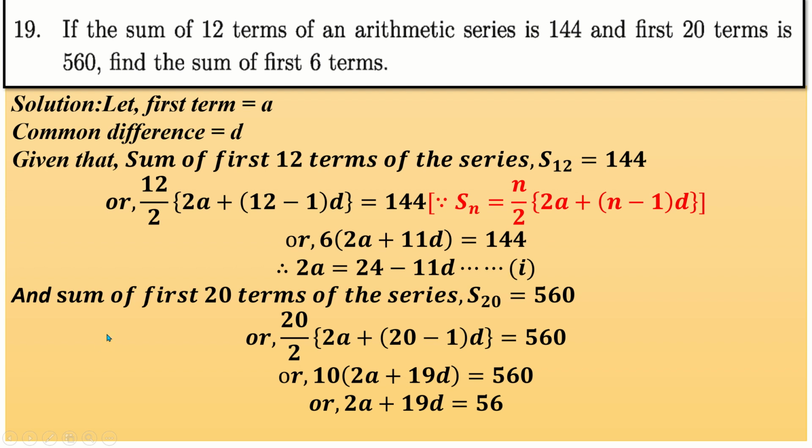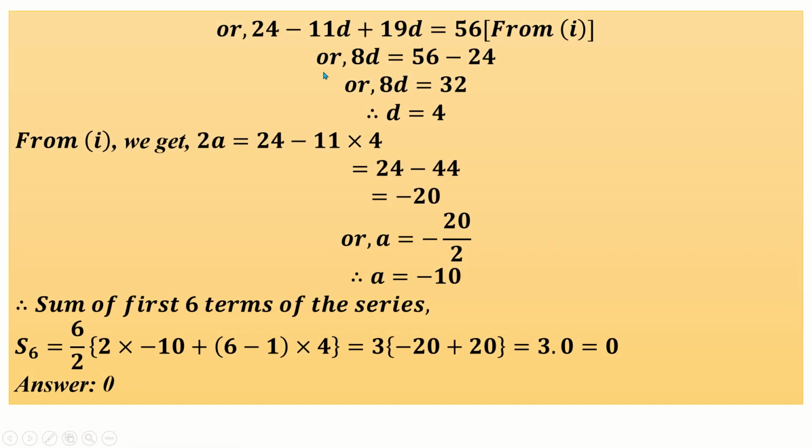Okay, and sum of first 20 terms of the series, this also given 560, but S20 this equal to, we can write 20 divided by 2 into 2a plus 20 minus 1 into d, this equal to 560, or 10 into 2a plus 19d, this equal to 560, or 2a plus 19d, this equal to 56, or 24 minus 11d plus 19d, this equal to 56, or 8d, this equal to 56 minus 24, or 8d, this equal to 32. Therefore d is equal to 4.